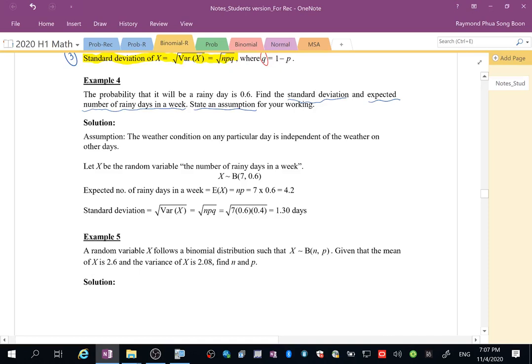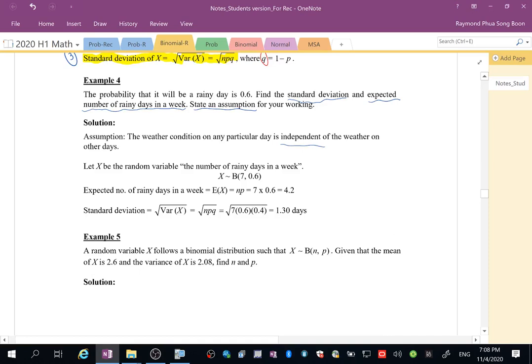So the assumption you need to assume is this: the weather condition on any particular day is independent of the weather condition on any other days. So this is the condition that the trials are independent, but you fit it into the context of this question to become an assumption. You assume that the weather condition on any particular day is independent of the weather condition on any other days.